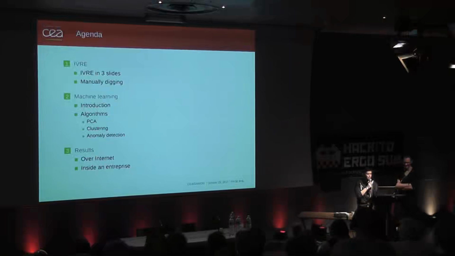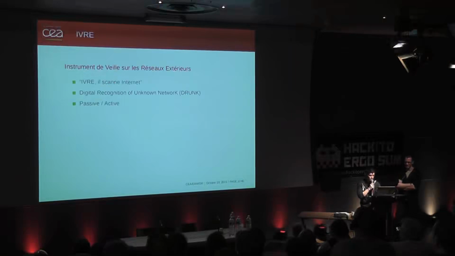So the agenda for today: we will quickly introduce IVRE and manual digging. Then we will talk about the hard stuff, mathematics and all this magic. And we go back to results. So IVRE stands for Instrument de veille sur le réseau extérieur. And the punchline is "IVRE, il scan Internet." That's for French. There is also the name in English, which is DRUNK, for Dynamic Recognition of Unknown Networks, of course.